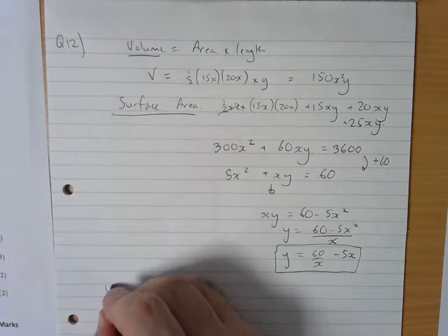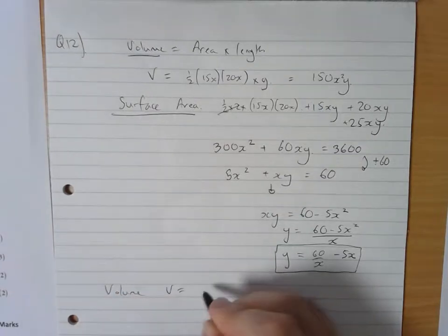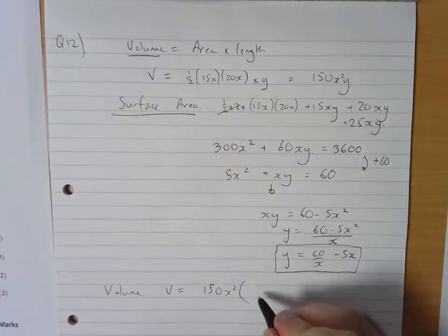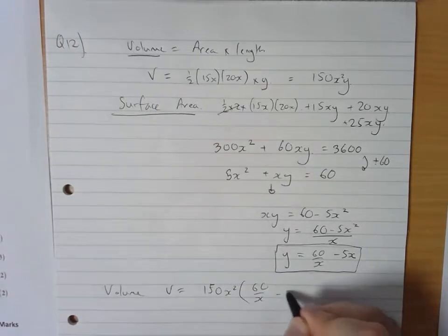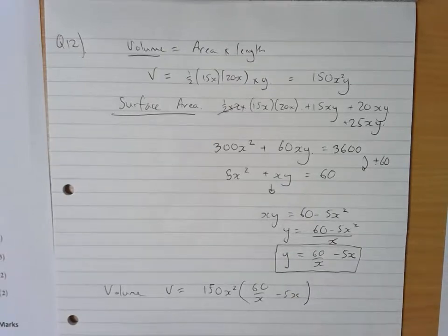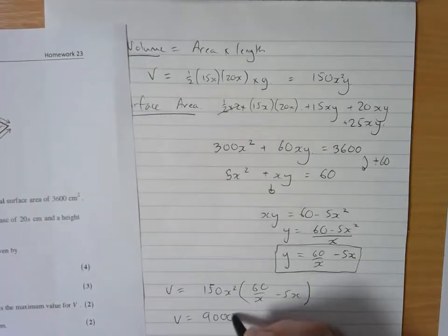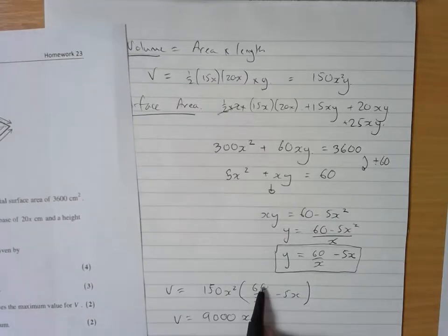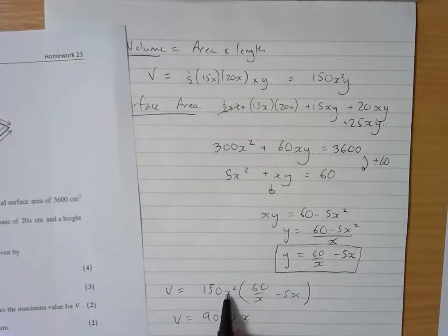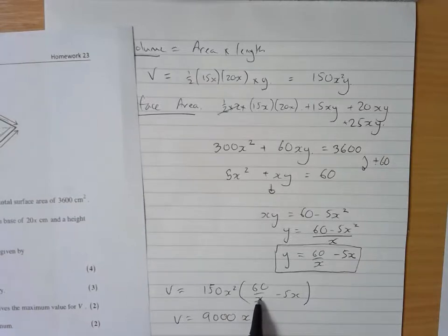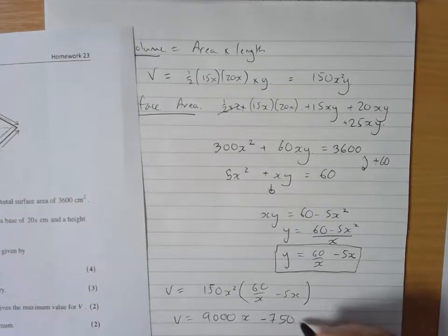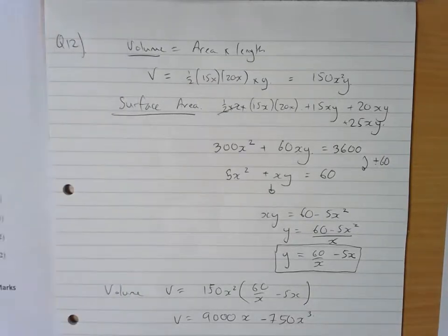So we've got volume V is 150x squared times 60 over x minus 5x. If we expand this, we're going to get the result that we get given here. V equals 9000x, because we've got this times this, which gives us 9000, and x squared over x gives us x, and we've got x squared times x, so we're going to get minus 750x cubed, which gives us that.